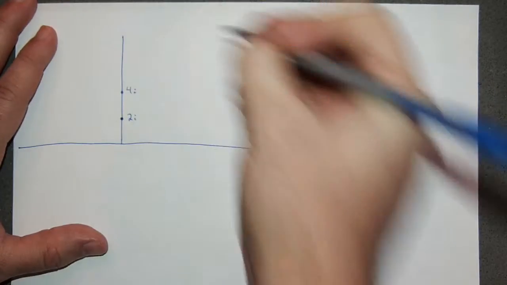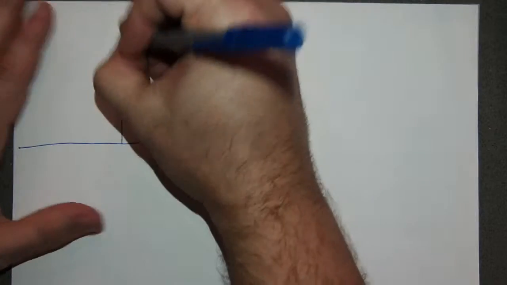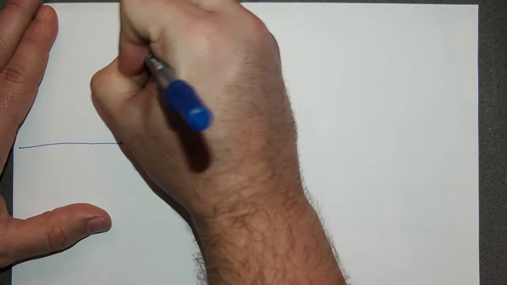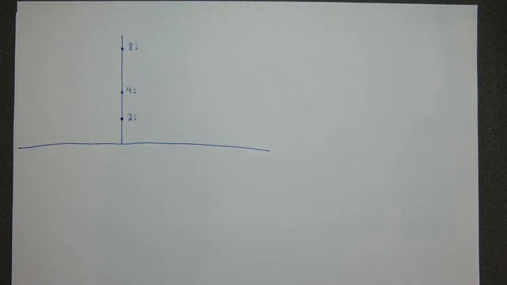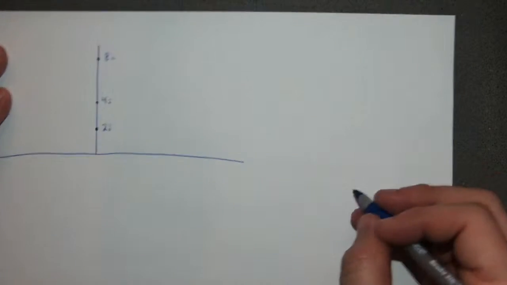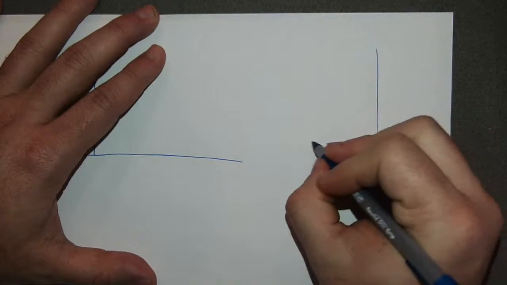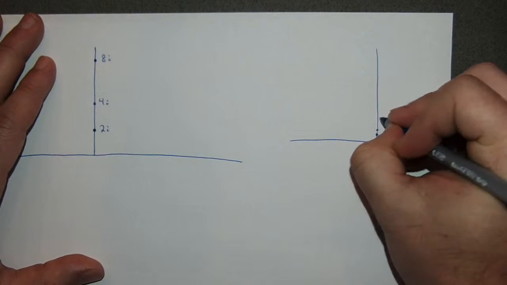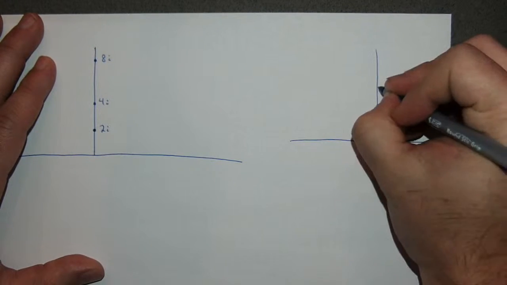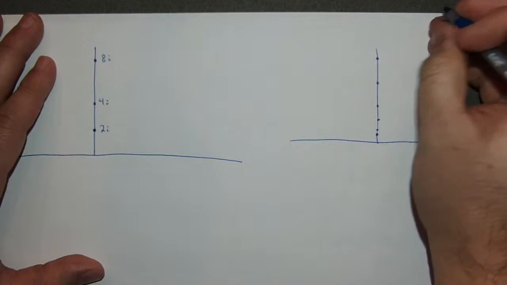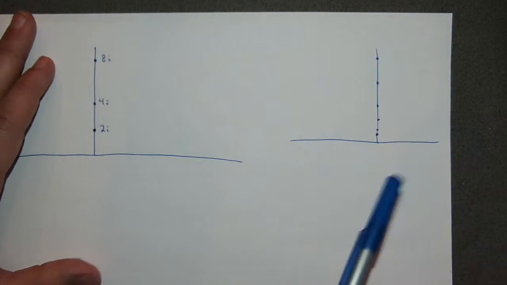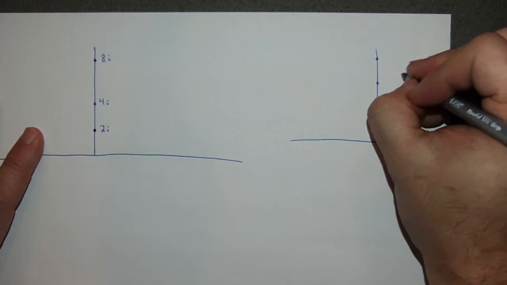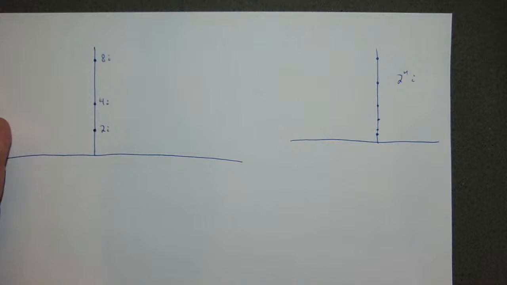Next would be 8i, and next would be 16i, which I'm not going to draw. It's off the page here. In general, if I zoom out a little bit, what would this look like? You'd have points, and they would actually scale a little bit faster than that, but these are your 2 to the n i points.